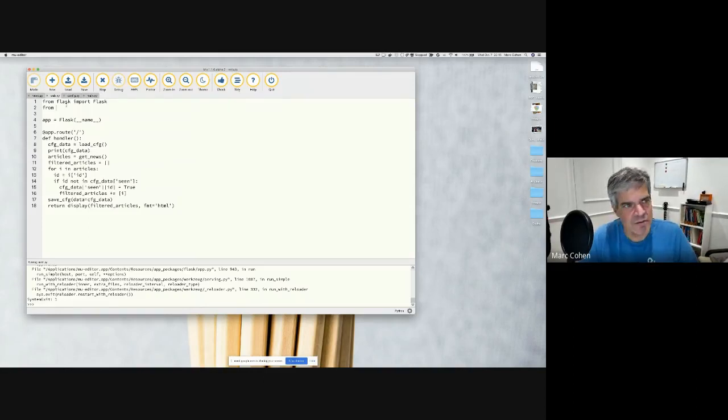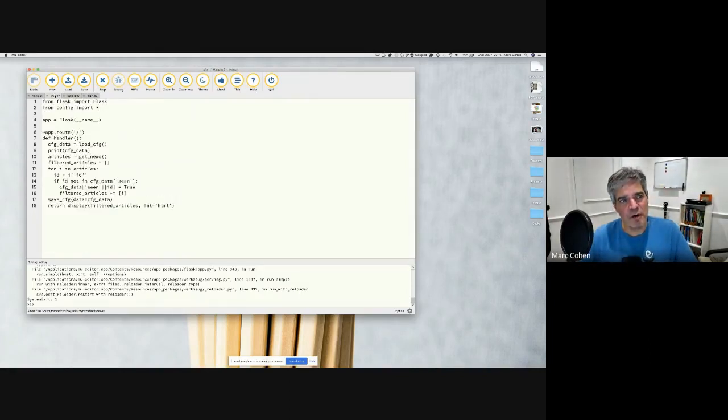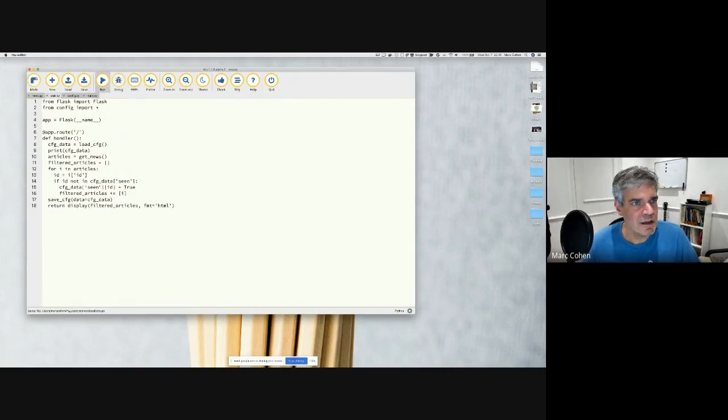So let's say from config import star. And remember, config is just this file. So now we're doing imports from one of our files to another one. Save this. Let's try running it again.